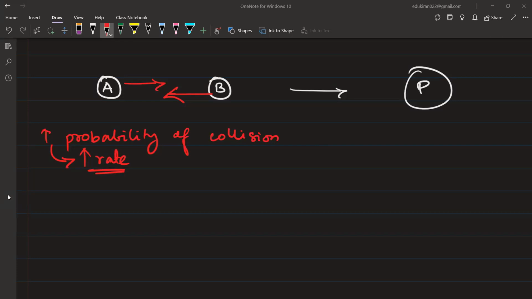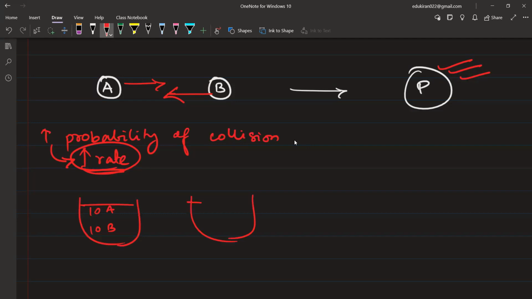Yes, sir. Can you repeat again, sir? I am saying that A and B will form product only and only if they collide. If they collide more frequently, then we are going to get product in a much speedier way. And if I increase the frequency, the probability of collision, then the rate of reaction will also increase. Correct, Saad? Yes, sir.